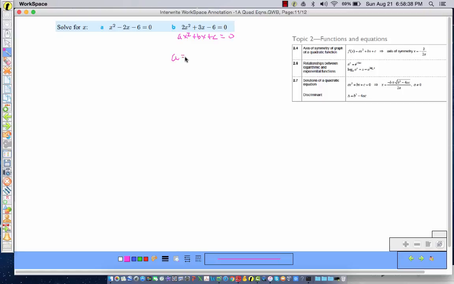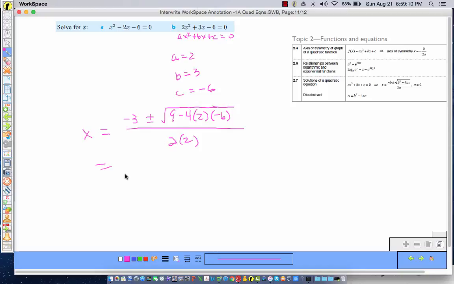So A is equal to 2, B is equal to 3, and C is equal to negative 6. So x equals negative b, so that's going to be negative 3. Now if this were negative 3, then this part right here would be positive 3, plus or minus the square root of b squared, which is 9, minus 4 times 2 times negative 6. A is 2, B is negative 6, all over 2 times a.